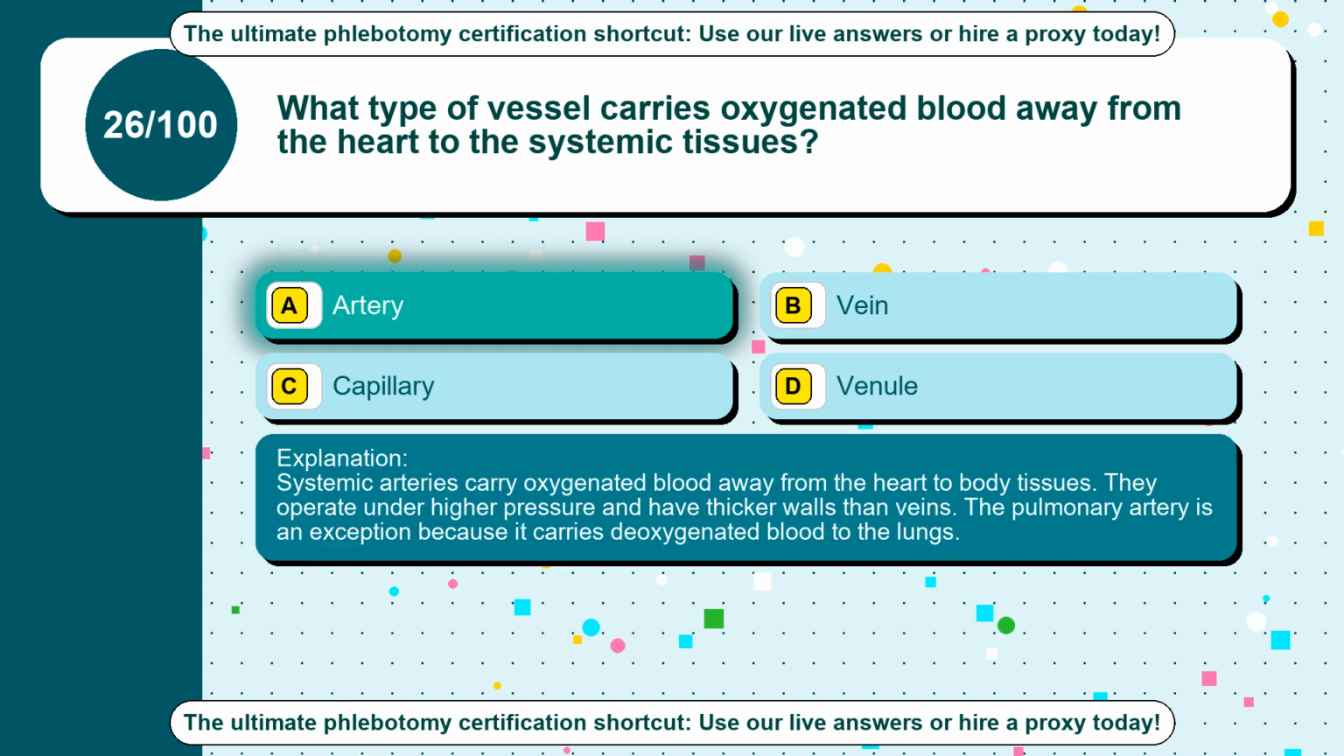Artery. Systemic arteries carry oxygenated blood away from the heart to body tissues. They operate under higher pressure and have thicker walls than veins. The pulmonary artery is an exception because it carries deoxygenated blood to the lungs.